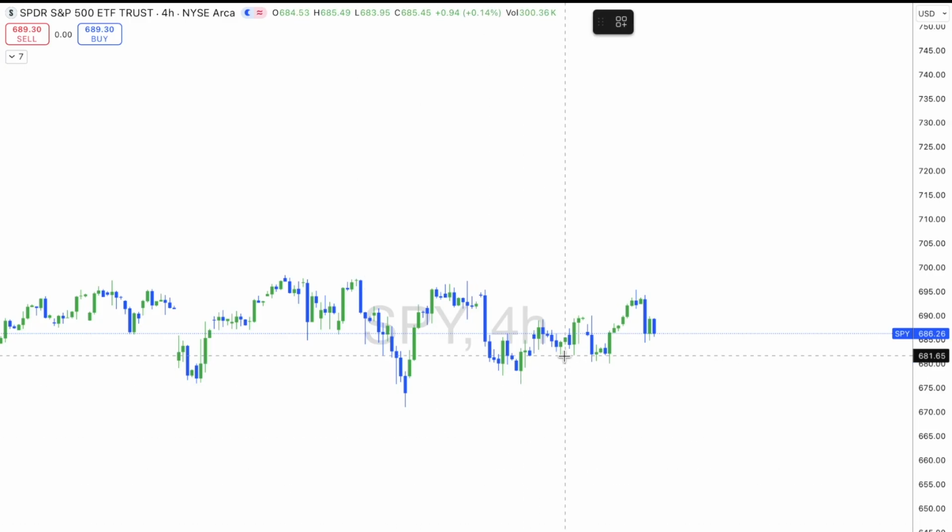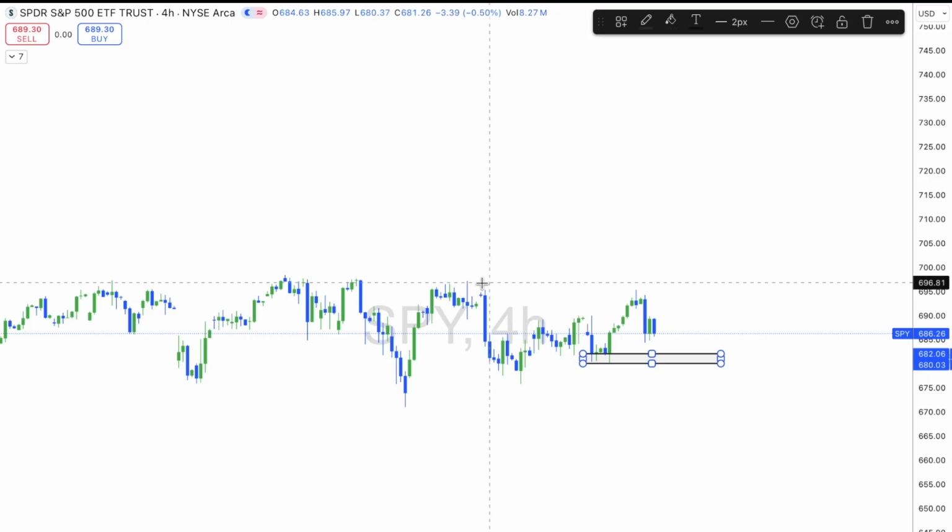I don't know everything about it, but this is just what works for me. So I always come in first and always mark my levels. And this is going to be a level here for me simply because the market shifted up, came back down, and you can see that it doesn't want to go up or down in this area. So this is going to act as my support level.